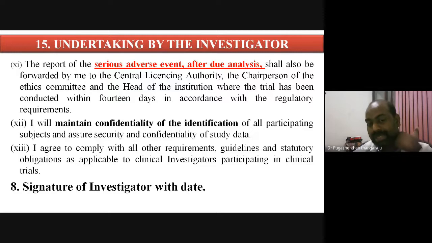And I will maintain the confidentiality of the identification of all the participating subjects, like coding. This is very, very important. At no cost can you reveal anyone's condition anywhere.